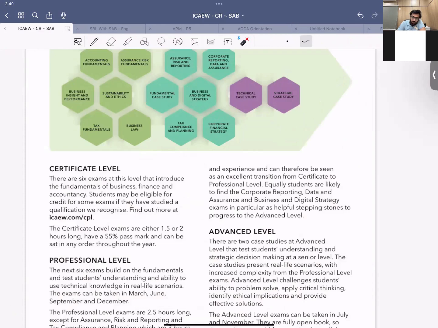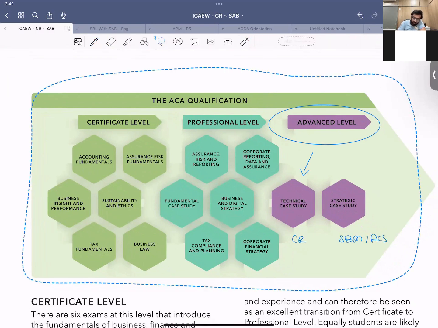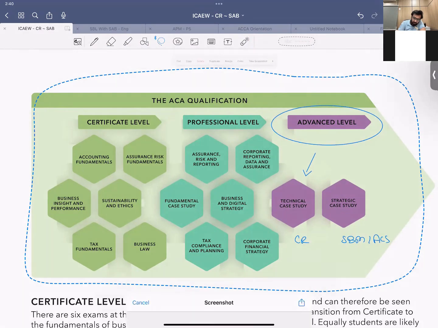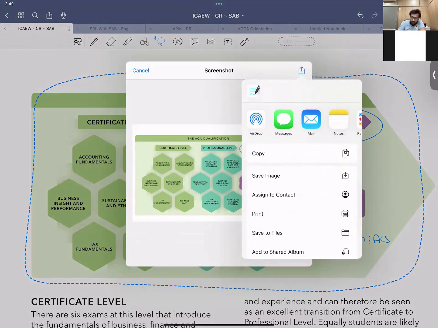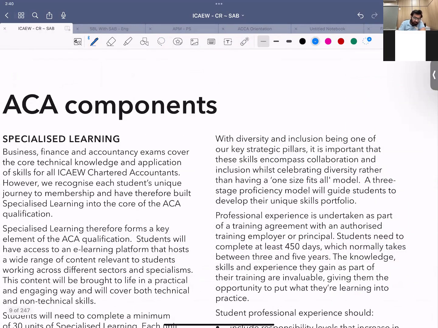That's this guide, right? So the qualification has now been changed at this level, and that's technical case study, which is CR, I believe, right? Which is CR, and then this is SPM and ACS, right? So let me just copy it, screenshot, since I have the technology, so I would be enjoying using it.